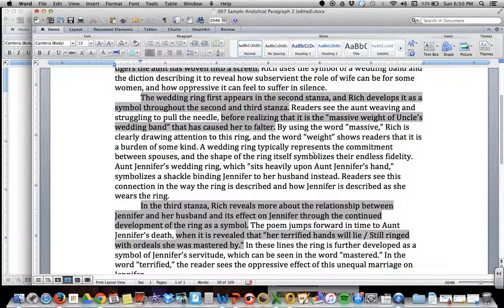So over here, where I have embedded my quotes into sentences, this is what I wound up with. Readers see the aunt weaving and struggling to pull the needle before realizing that it is the massive weight of Uncle's wedding band that has caused her to falter. And that's the quote that I'm analyzing, massive weight of Uncle's wedding band. The reason I like putting quotes in like this is because it seems like I'm just talking to the reader. It's very conversational and it flows better.